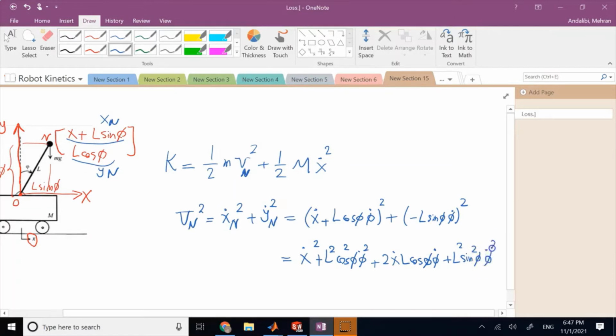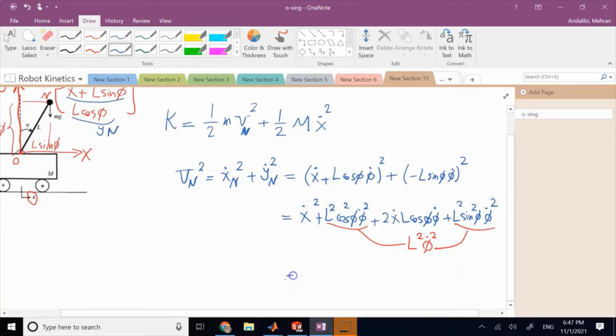times phi dot squared. And clearly we can sum these two terms together, because they have all the terms similar except for sine and cosine squared of phi. When you factor out L squared phi dot squared, it's going to be sine plus cosine squared, which is 1. So the summation of these two is clearly just going to be L squared phi dot squared. So your total kinetic energy is going to be x dot squared plus L squared phi dot squared, and then plus 2 x dot L cosine phi times phi dot.